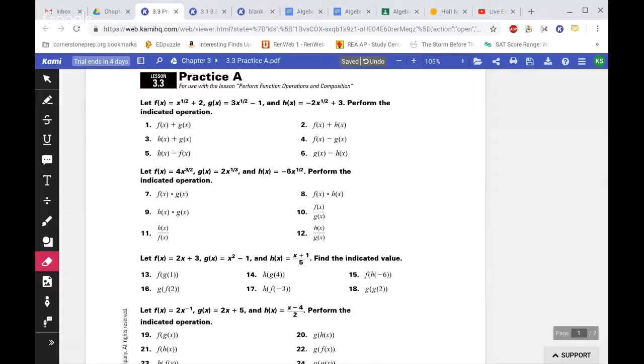One of these, when I was working on them earlier, I copied the problem down wrong. And I was like, oh, all that work for nothing. It's all right. Okay.